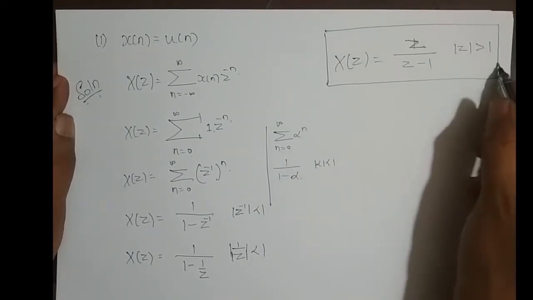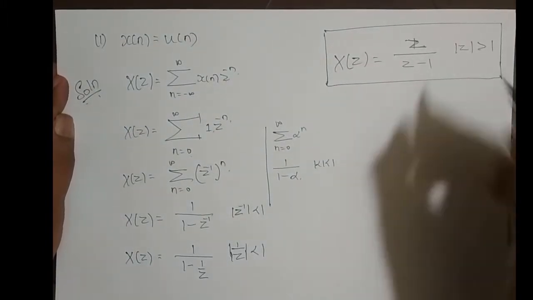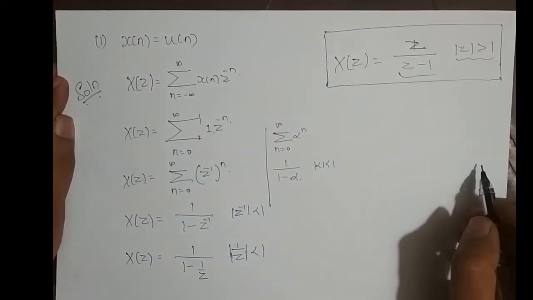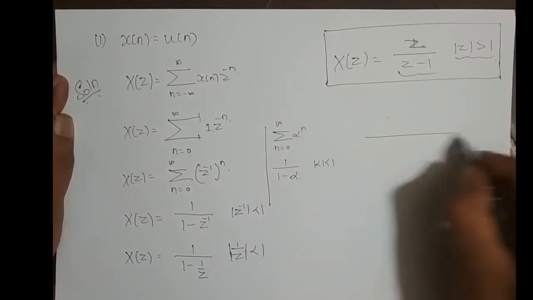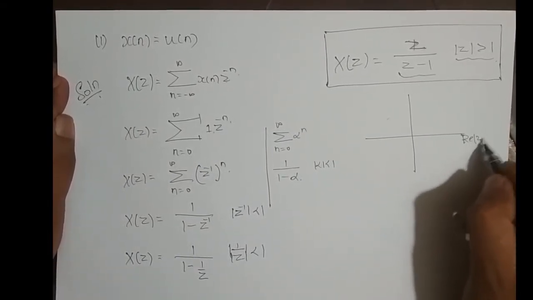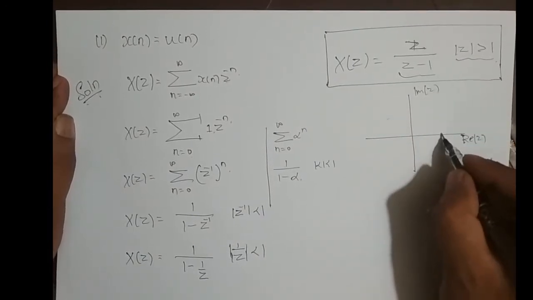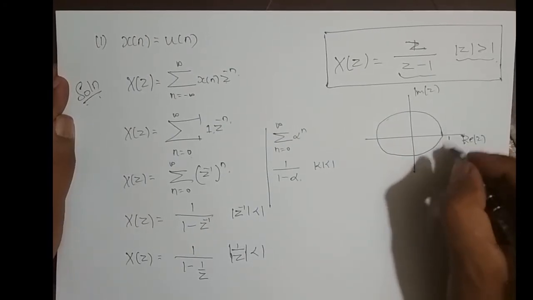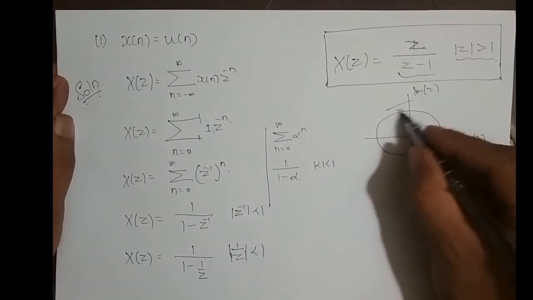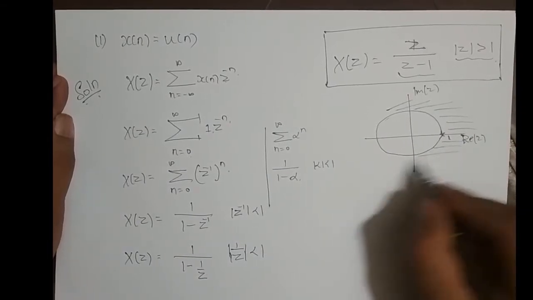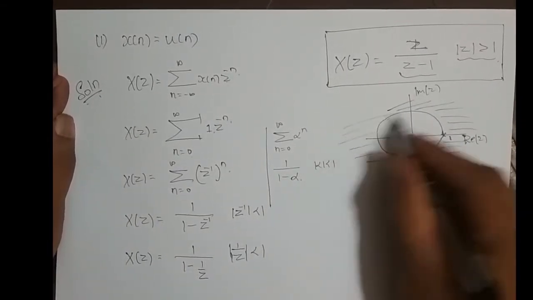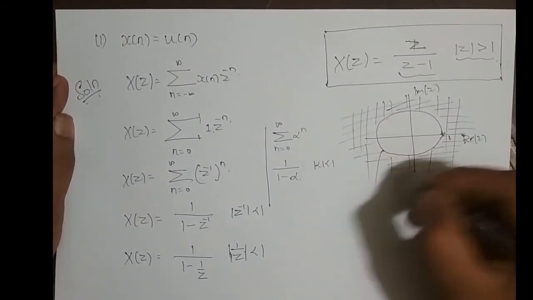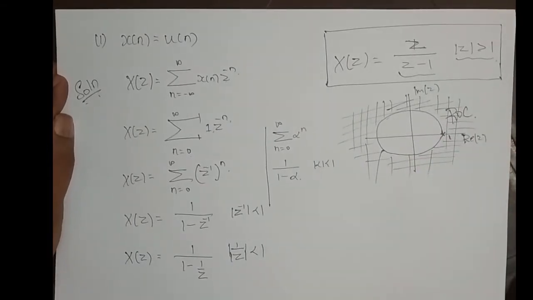Okay, so this is the Z transform and ROC of the sequence x of n is equal to u of n, unit step function. So its ROC, if I take it to Z plane, the real part of Z, imaginary part of Z, so it is 1. Since it's an infinite length sequence, I'll be having a circle and its pole is 1, so ROC is outside the circle with radius 1. So this is the ROC. Fine.